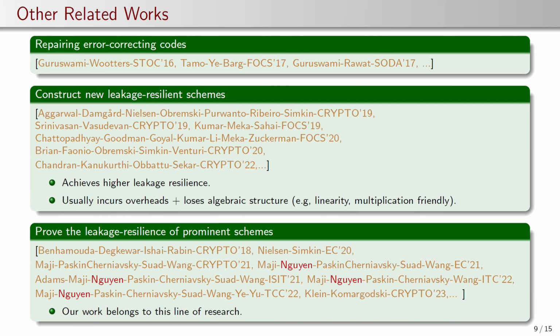So for the rest of the talk, here are some other related works. The leakage resilience problem is closely related to repairing error correcting codes. This is an interesting problem in information theory. And there are also 2 lines of work in leakage resilient schemes. One is to construct a new scheme that achieves very high leakage resilience. Another line of work is to show that existing schemes, like additive scheme and Shamir scheme, are leakage resilient. And our work belongs to the second line.